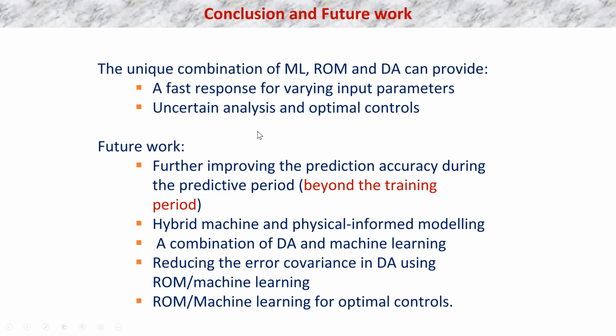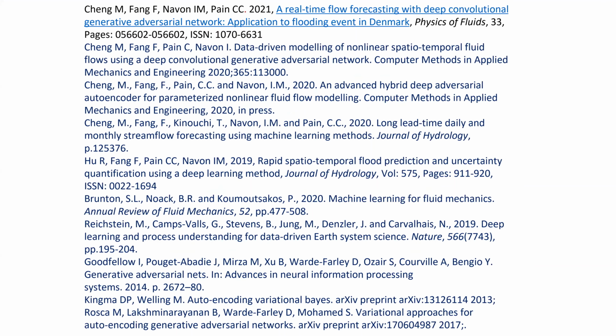And so you have some issues here: the accuracy and the behavior beyond the training period, and bringing in data assimilation. Actually, a more popular method is that we don't purely depend on machine learning. We can introduce some physical information in the loss functions. We call it hybrid machine learning and physical modeling. And also we combine it with data assimilation and use model reduction technology to further speed up the simulations. This is a list of references.